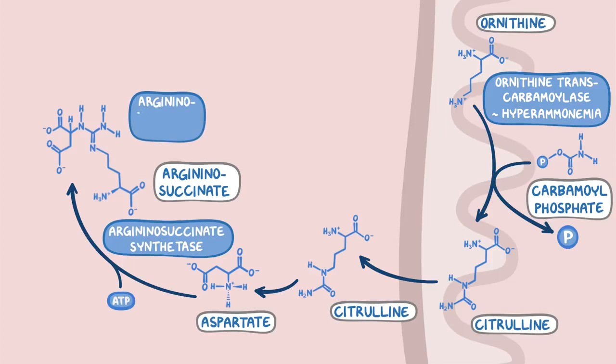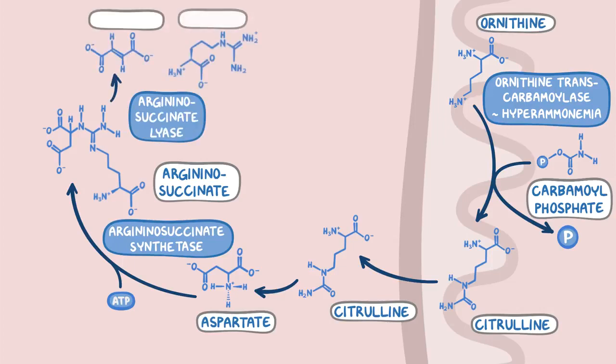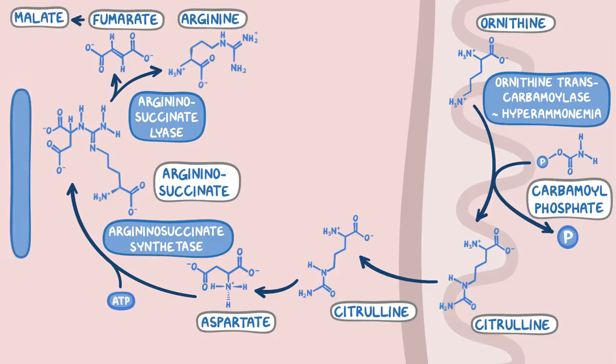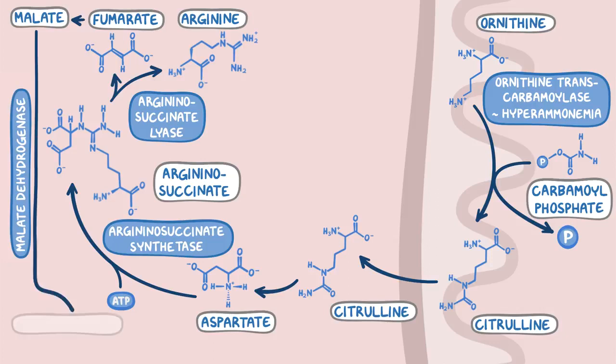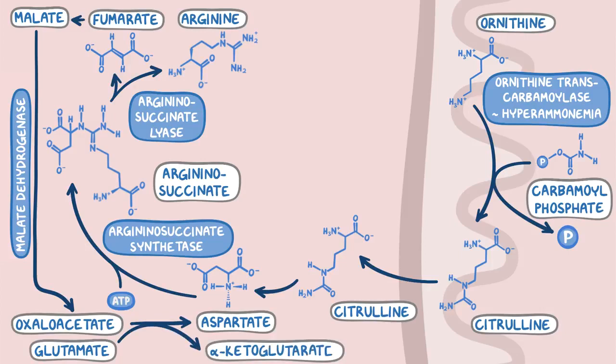Next, the enzyme argininosuccinate lyase breaks up argininosuccinate into two molecules, fumarate and arginine. Let's start with fumarate. Fumarate is first converted to malate, and then the enzyme malate dehydrogenase converts malate to oxaloacetate. Oxaloacetate and glutamate are converted to aspartate and alpha-ketoglutarate by the enzyme aspartate transaminase, or AST. This regenerates aspartate so that it may enter the next urea cycle.